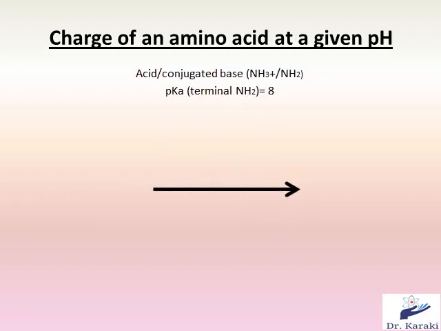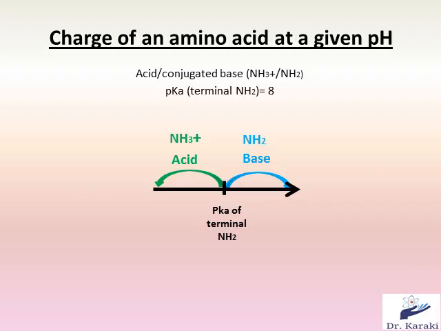Same thing applies for the amino group. You draw an axis. In the middle of it, you put the pKa of the ionizable group. On the left side, you have the acidic form, the protonated form NH3+. On the right side, you have the basic form, the unprotonated form NH2. So if the given pH is lower than the pKa of the amino group, which is 8, then the protonated form of the amino group predominates, NH3+ predominates. If the given pH is higher than the pKa of the amino group, then the NH2 predominates.